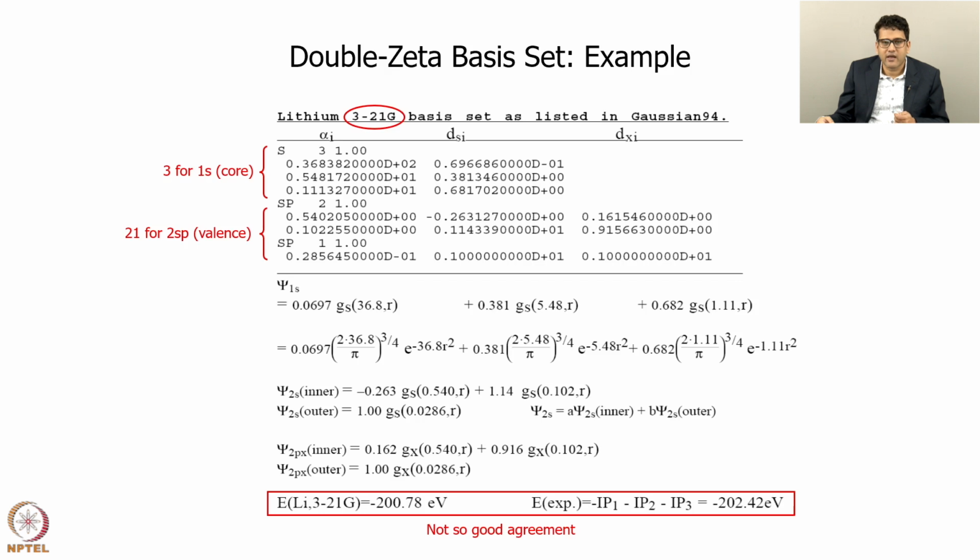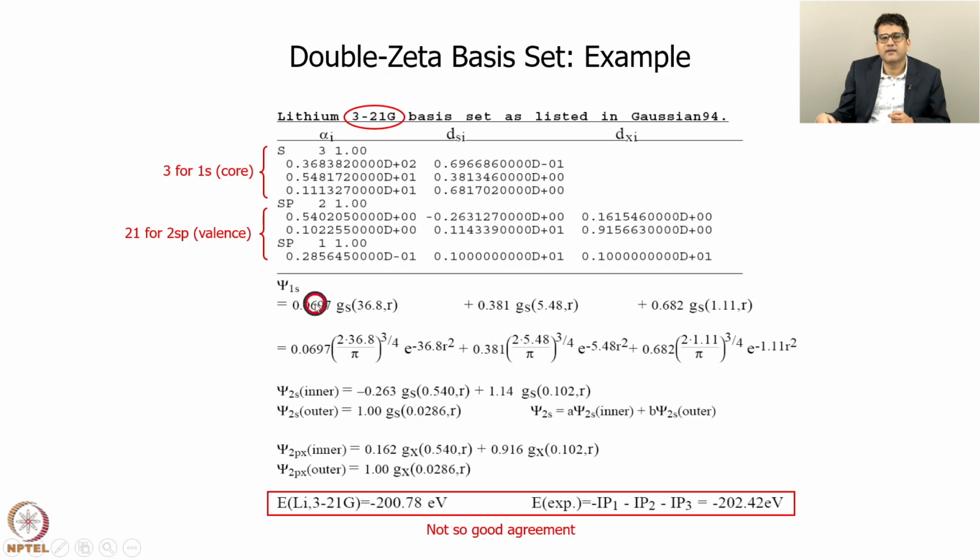Remember it is the same thing. For the core it will be 1 set of Slater and it will be expanded in 3 Gaussians. You can see it here, 3 Gaussians, and for the valence, both for S and P, there will be 2 sets of Slater, one will be expanded with 2 Gaussians and the other one will be expanded with 1 Gaussian. And here it will show you the combination coefficients and the exponents at the same time.